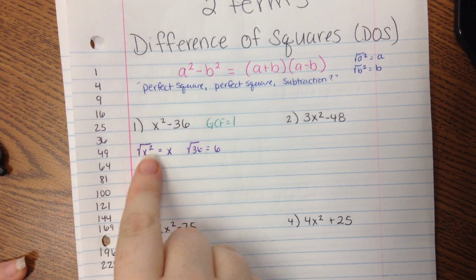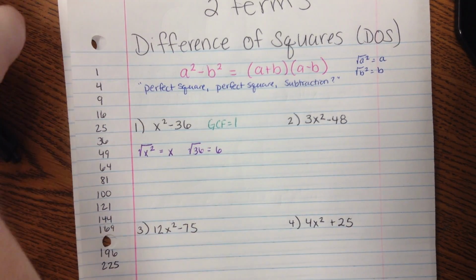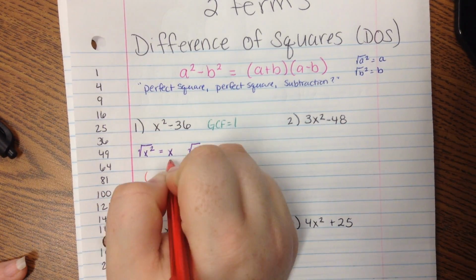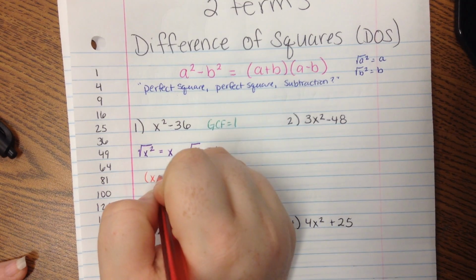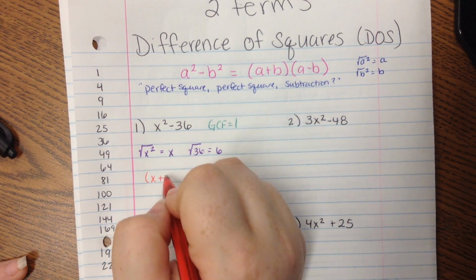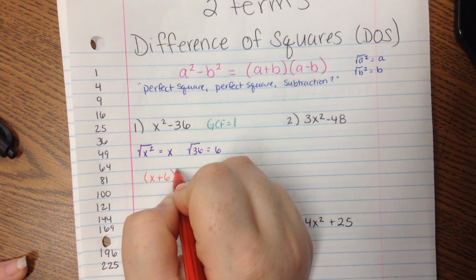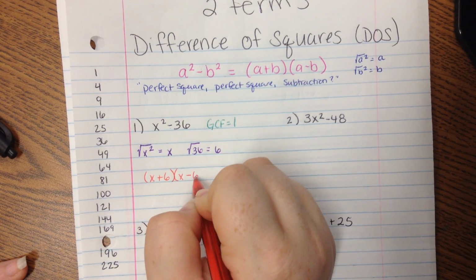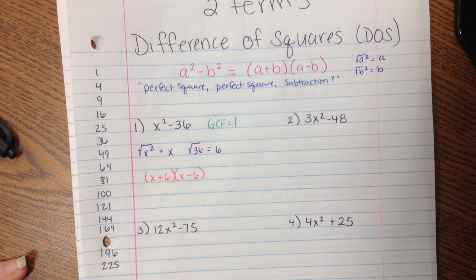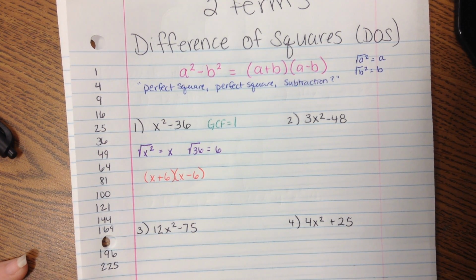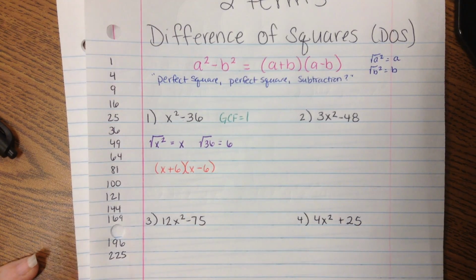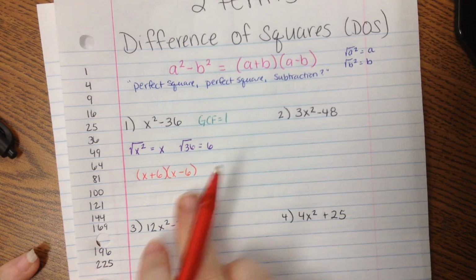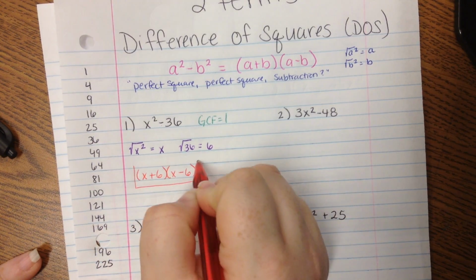We now have our first term and our second term. This factors to, we have the first term is x plus the second term is 6. And then we have parentheses, our first term is x minus the second term is 6. This factors to x plus 6 and x minus 6. You can write this as x minus 6 times x plus 6. Moving on to the next one.